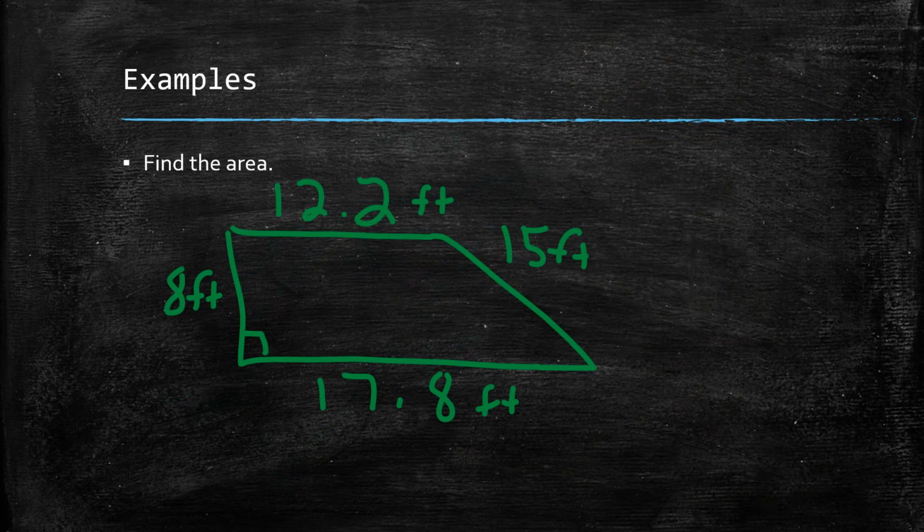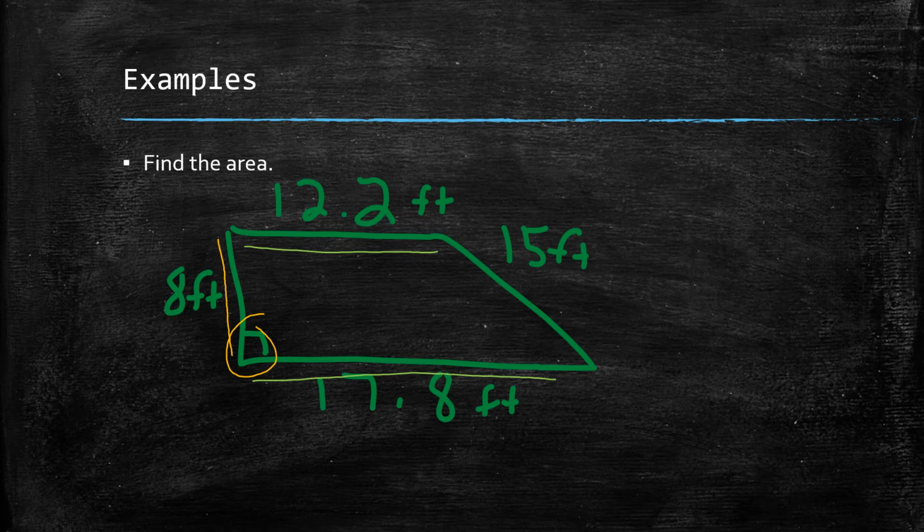You will see some problems that have decimals. That's okay. You should know how to add decimals or even multiply decimals if needed. So the first step needs to be to fill out your formula. And so I see my 90-degree angle, so that tells me this line is going to connect my 2 bases. These are the 2 bases.